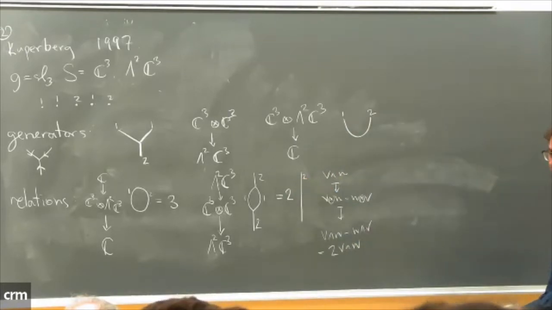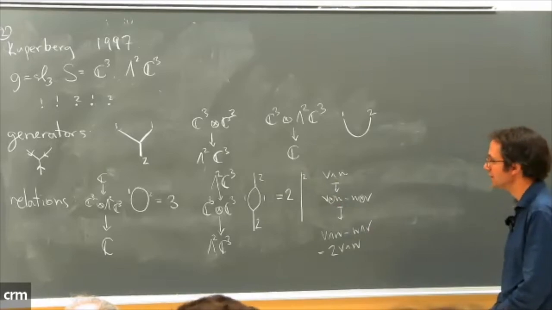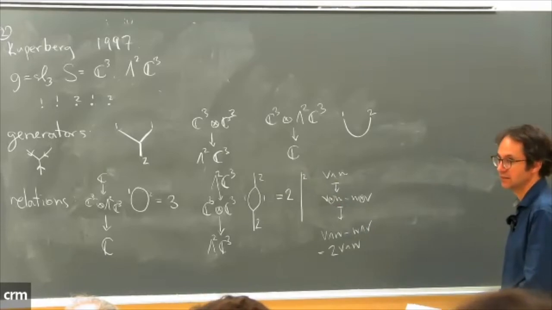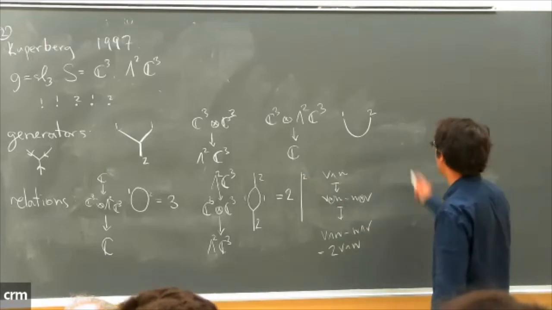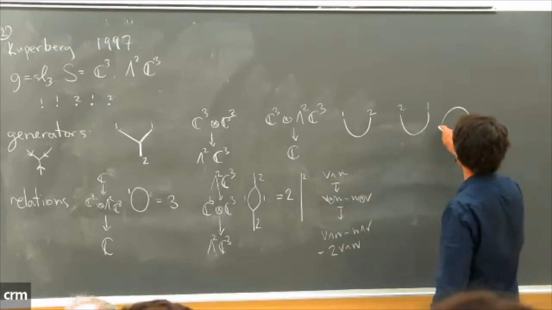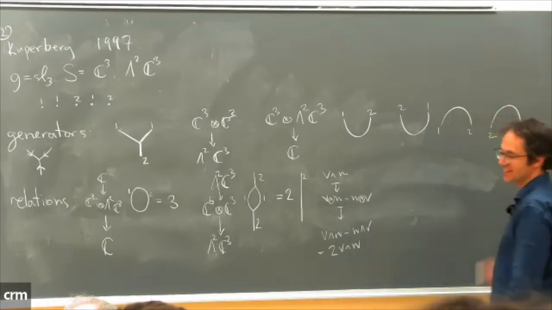I have a question from the Zoom. When you flip the cup, do you label the legs 1 and 2 or 2 and 1, or does it not matter? Well, sorry, maybe I should keep this. You have 4 of these. Oh, okay. Yeah, it doesn't matter.